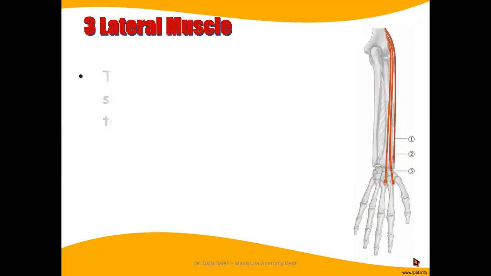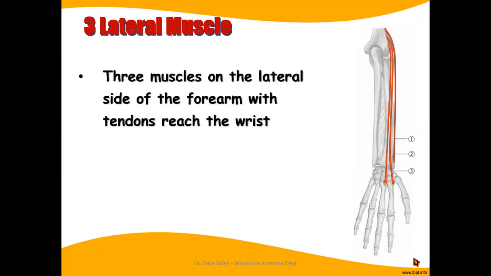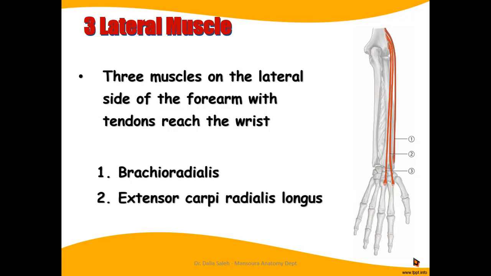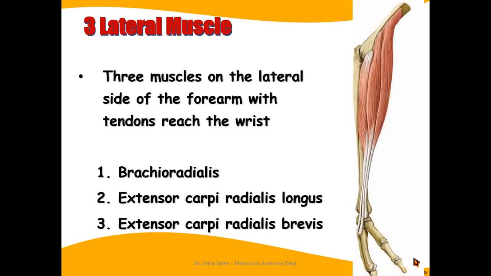Then we have 3 muscles that lie on the lateral side of the forearm. They take origin from the humerus and their tendons reach down to the wrist. They include the brachioradialis muscle, the extensor carpi radialis longus, and the extensor carpi radialis brevis. This is the brachioradialis. This is the extensor carpi radialis longus and the extensor carpi radialis brevis.